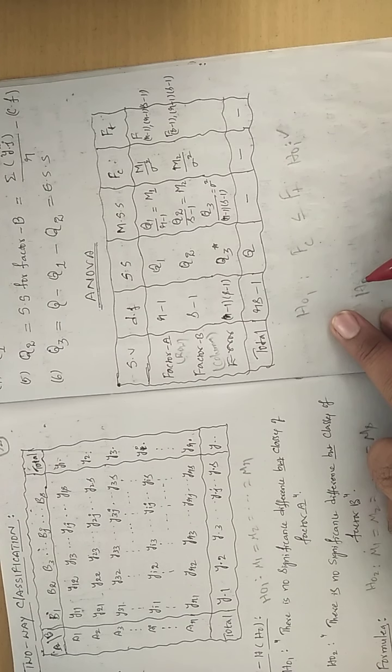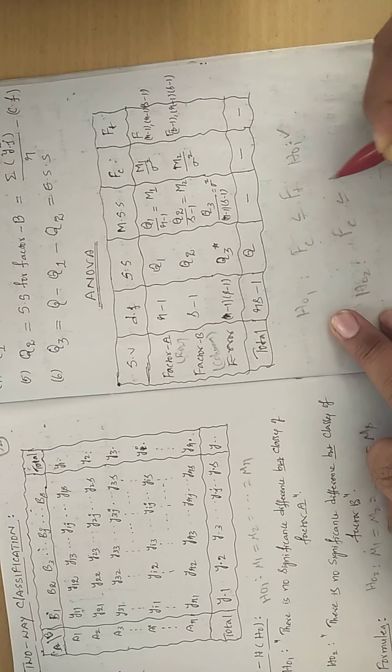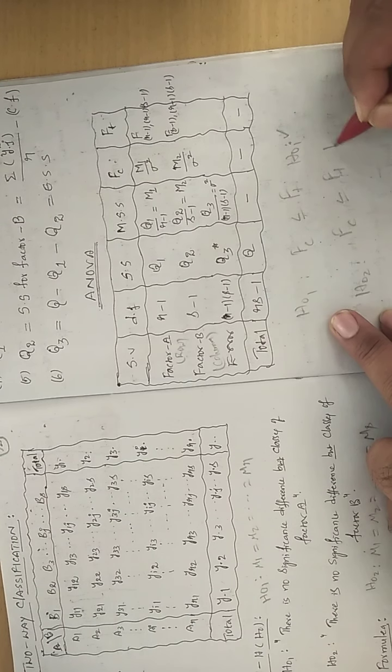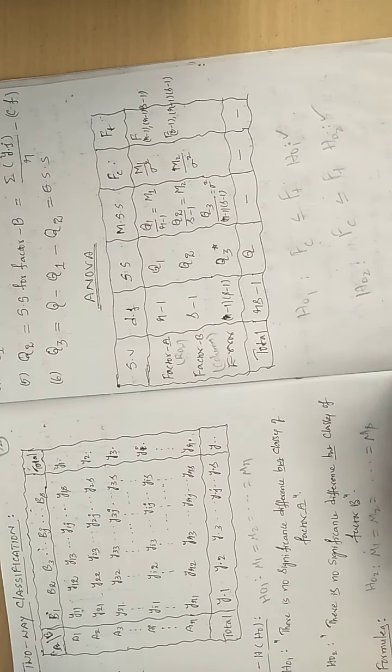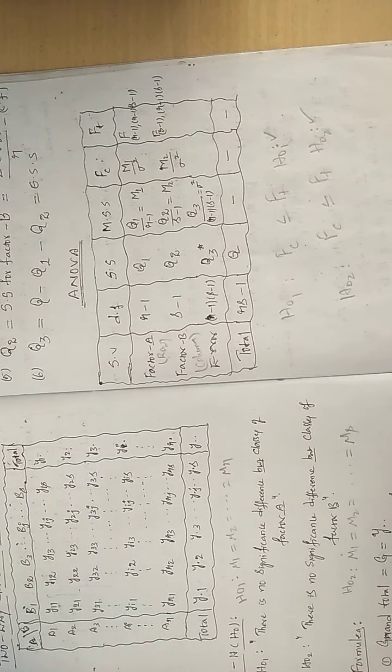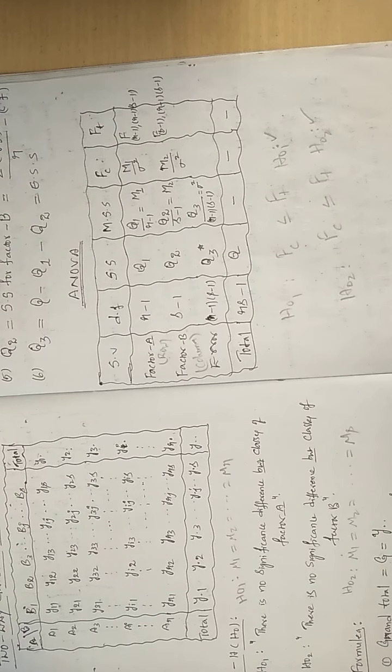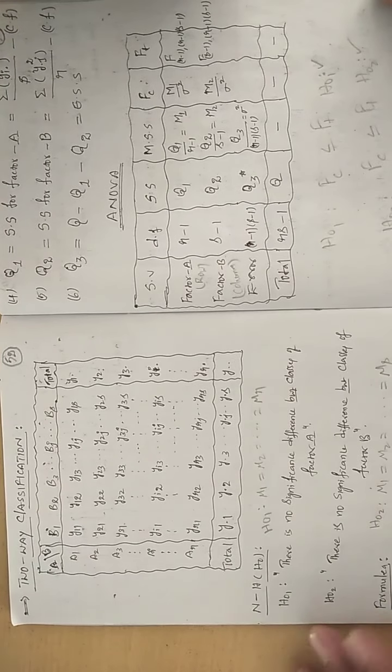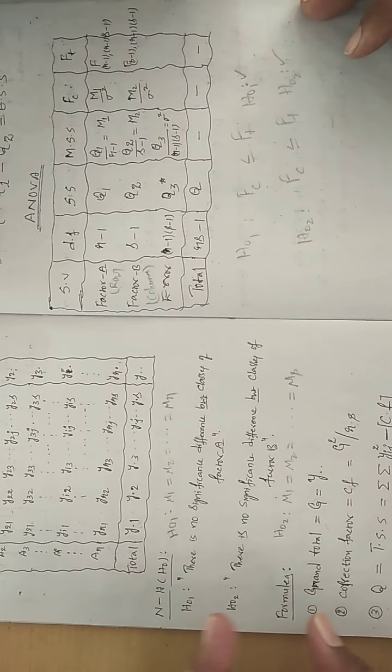Same way for H02, null hypothesis 2: if FC is less than or equal to FT, then you can accept the null hypothesis. In all other cases, you reject the null hypothesis. Understand? So this is called the two-way classification theory part. Try to remember this notation form, by heart, this 6 form in this table.